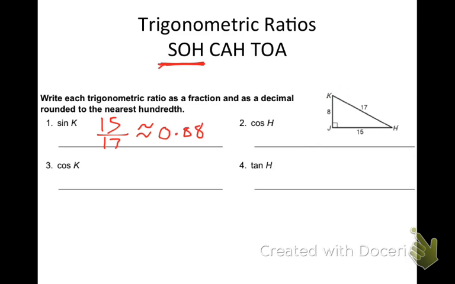Next. Number 2 says I want to find the cosine of angle H. So here's angle H. Now I want to find the cosine. That is my CAH. What does the A stand for? A stands for the adjacent. Adjacent means right next to it. Which side is right next to H? 15. Over, what's my hypotenuse? 17. And what is that as a decimal then? Approximately 0.88. Nice job.